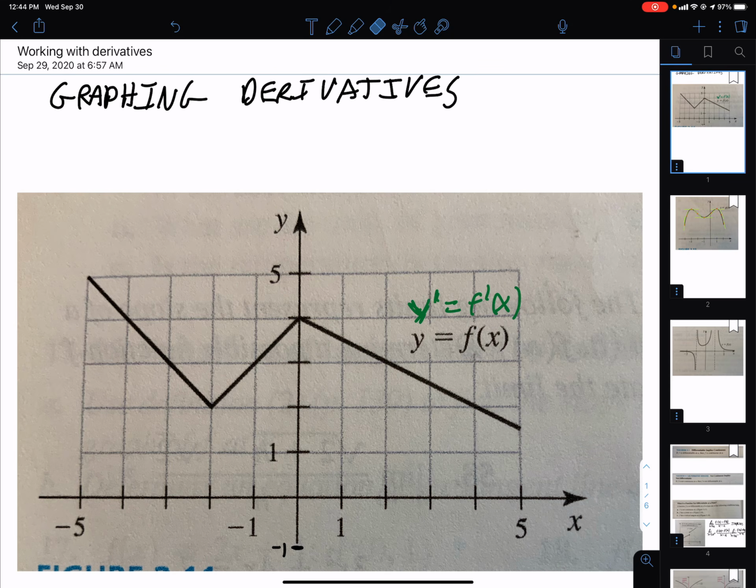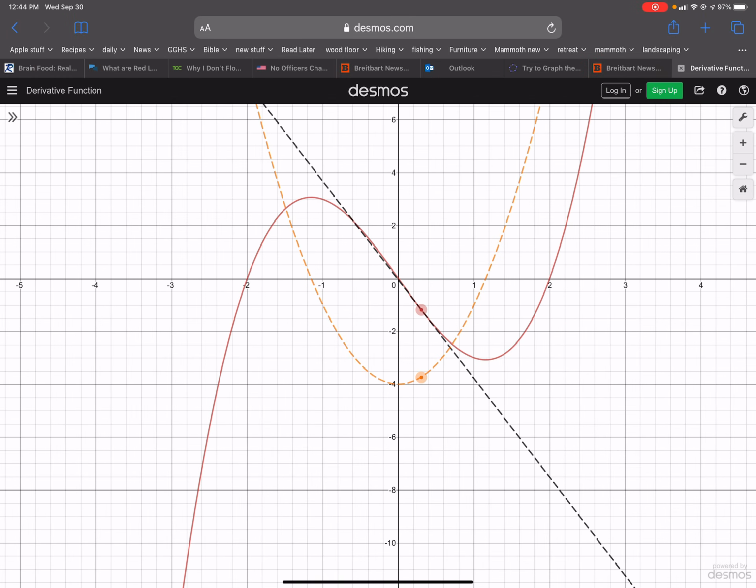This lesson is from 3.2, working with derivatives, and basically we're looking at the graphs of derivatives. So I want to start with Desmos here. I want you to understand what's going on. So we have a few graphs here. So this red graph that you see, that is the original function.